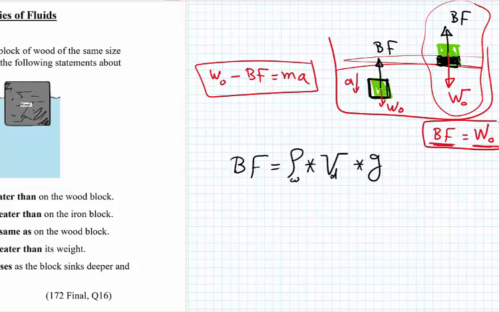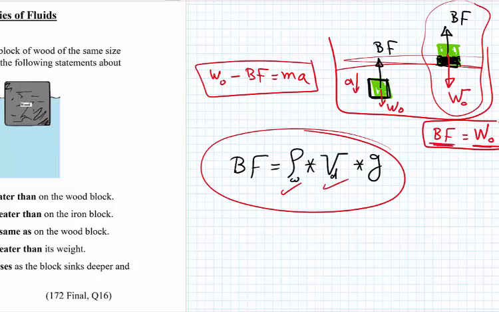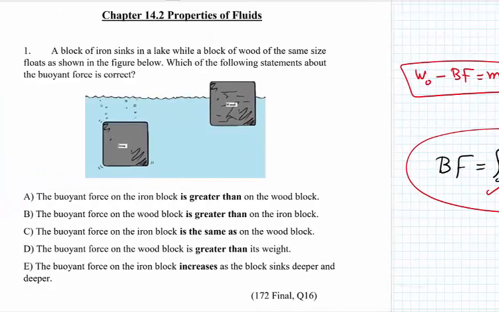And the buoyant force in all cases equals rho of the liquid times the volume of the displaced water times gravity. And again, the volume of the displaced part is equal to the volume of the object if it is sinking, and only the submerged part of the object if it is floating. So let's go back to our problems.